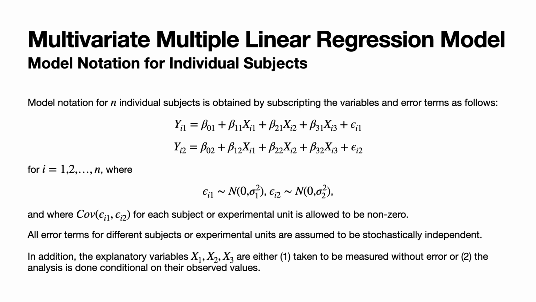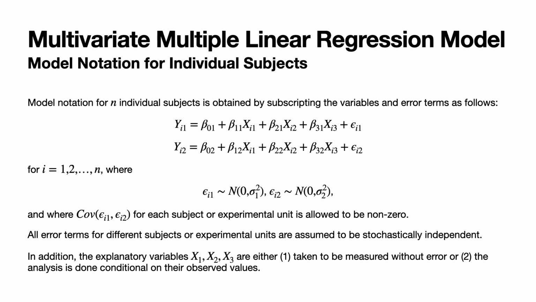For the second equation, for the ith subject, we have y sub i2 equal to beta 0,2, the intercept for that second equation, plus beta 1,2 times x sub i1 plus beta 2,2 times x sub i2 plus beta 3,2 times x sub i3 plus epsilon i2, the second error term for that ith subject. And again, the subscript i goes from 1 to n, where n is the number of subjects.